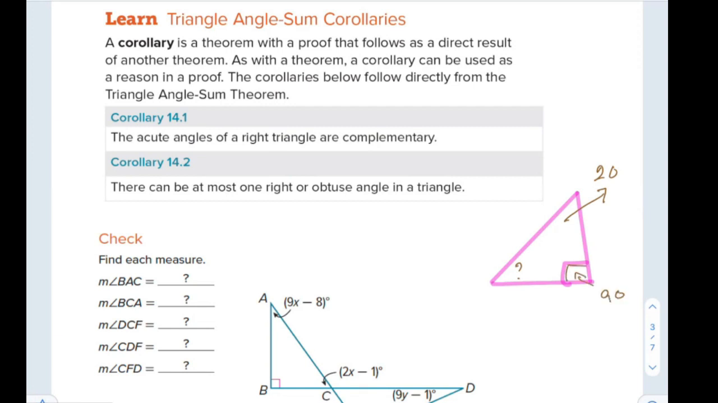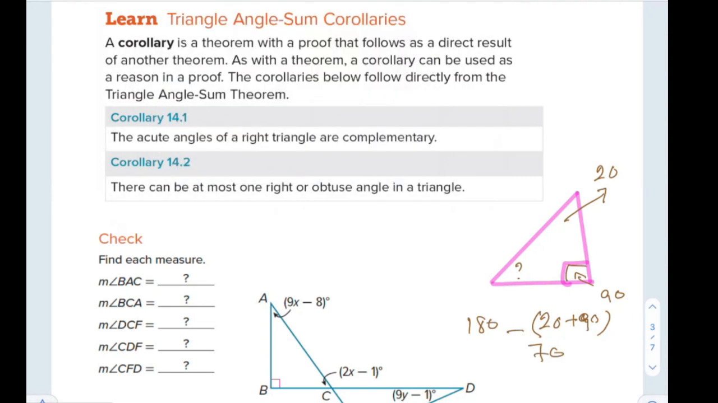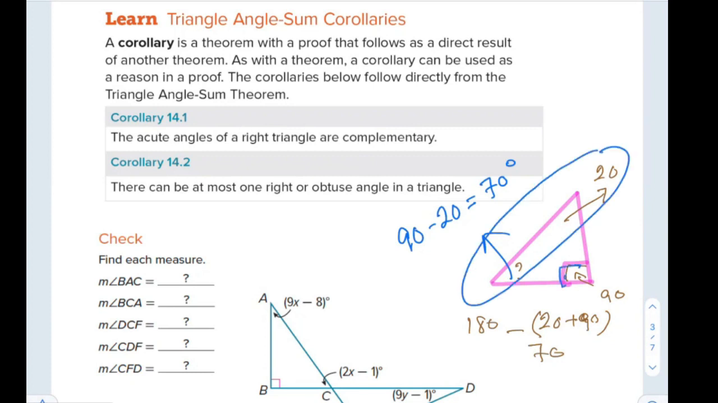You can say that the sum of all interior angles is 180. So you can add 20 plus 90 and subtract the sum from 180. You will have 70. 180 minus 110, 70 degrees. Simply, you can do it easier by finding out 90 minus 20, only for the right triangle. 90 minus 20, 70 directly. Why? Because since this is 90, for sure the remaining ones have a sum of 90.